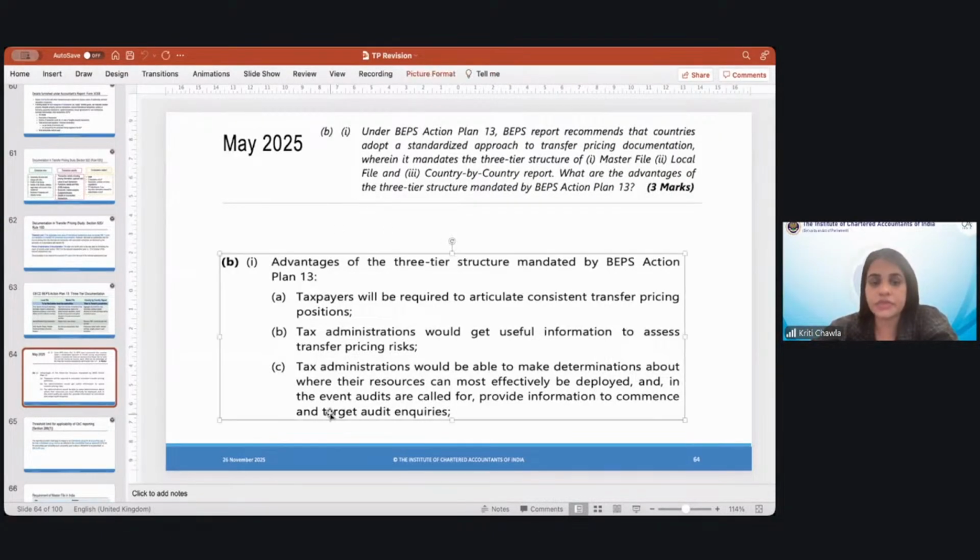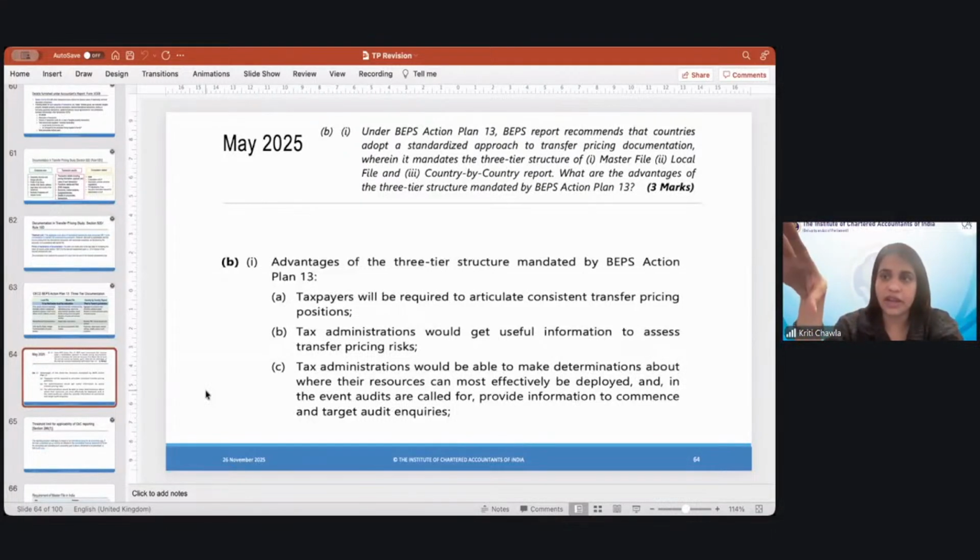This is the answer. The answer basically says that the taxpayers will be required to articulate a consistent transfer pricing position. So, whatever transfer pricing position you have taken in one jurisdiction, it will all be accumulated in a country by country report. So it will be a consistent transfer pricing position that will be reflected in the master file when compared with the local file and the CBCR. Then the tax administration will get useful information if they want to do a transfer pricing risk assessment, and they will be able to determine where their resources need to be deployed, and they could target their audit inquiries accordingly.